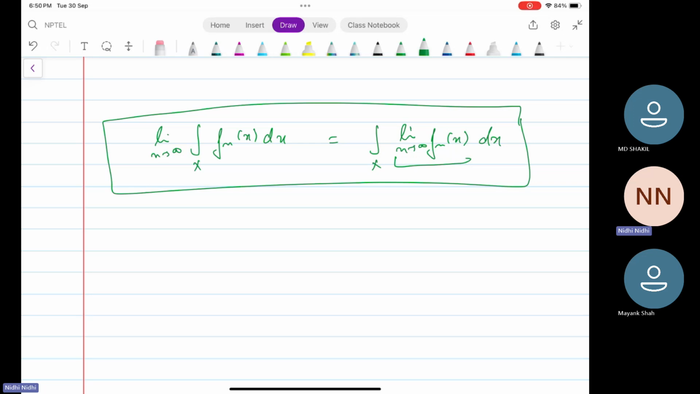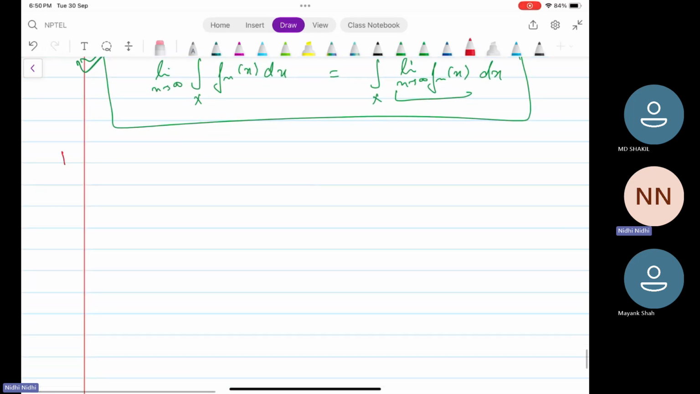Then we have some more results over integrable functions where we can do similar kinds of things. But of course, we need some extra conditions. So one of them is the Lebesgue monotone convergence theorem. I'll just recall the theorem. Recall the Lebesgue monotone convergence theorem.